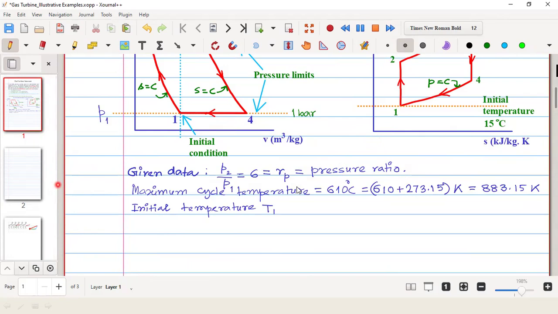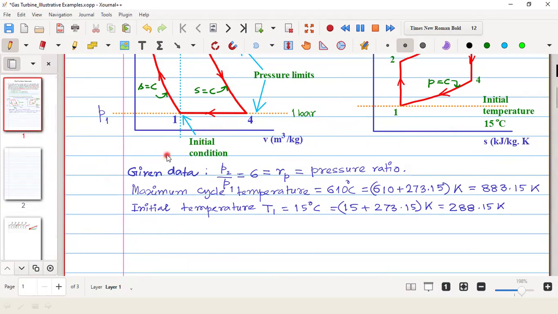Initial temperature T1 is equal to 15 degrees centigrade, which is 15 plus 273.15 Kelvin, that is 288.15 Kelvin. Okay.